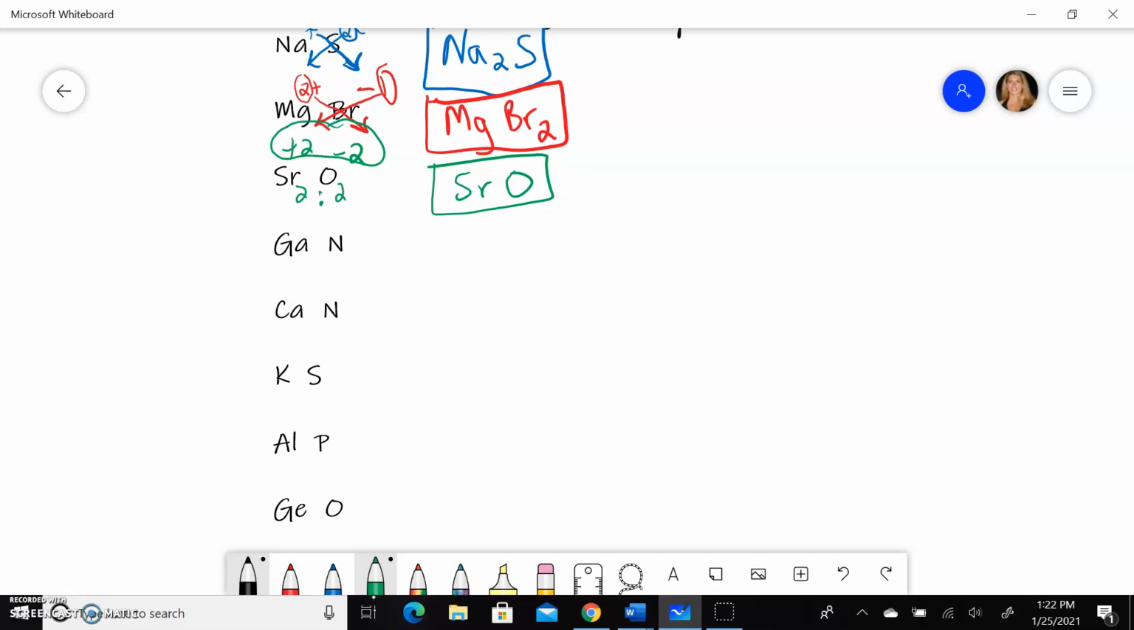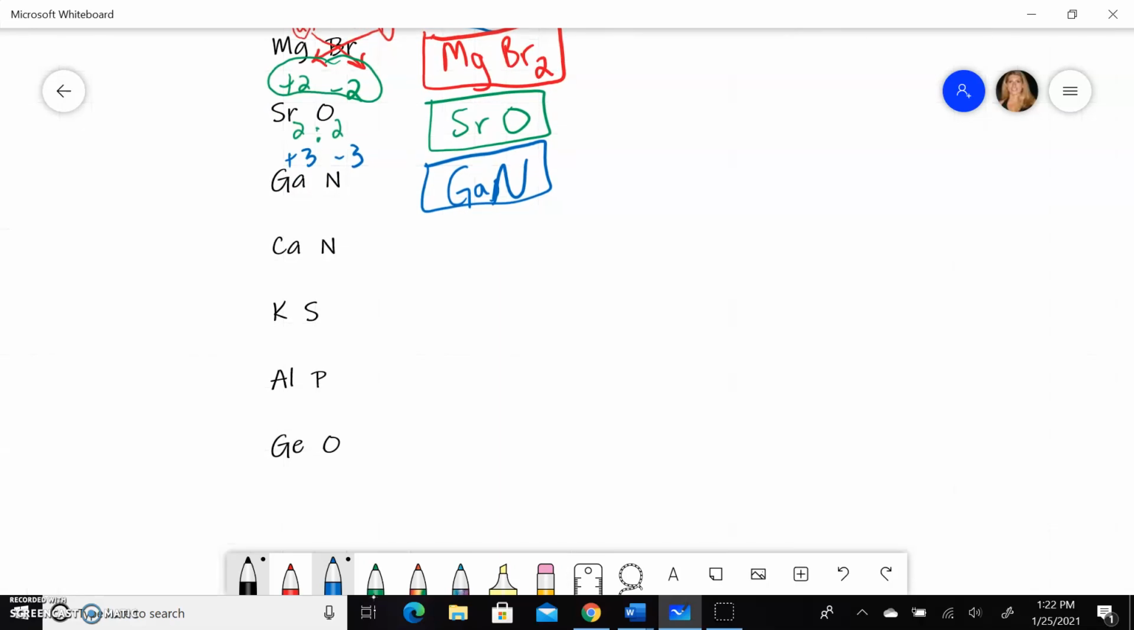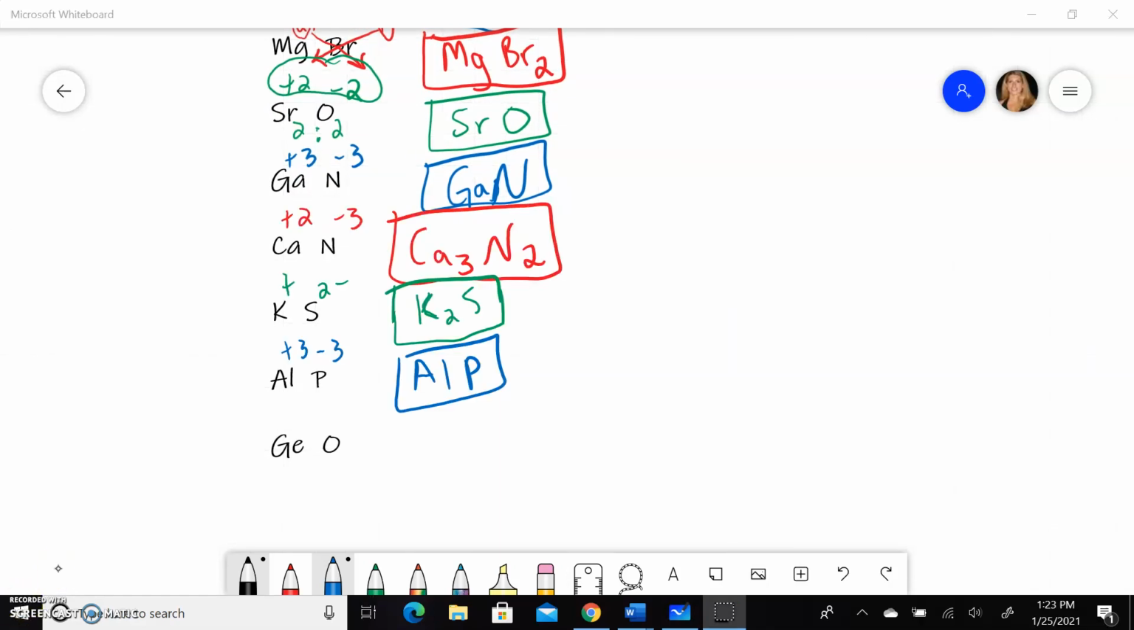And the next one, we'll do one more together. Gallium is +3. And nitrogen is -3, so again, notice that they already cancel out. So we don't need to do anything there because they already add up to 0. All right, take a few minutes and try those last 4 by yourself and then check your answers. All right, go ahead and check your answers for these, so see if your subscripts are correct.